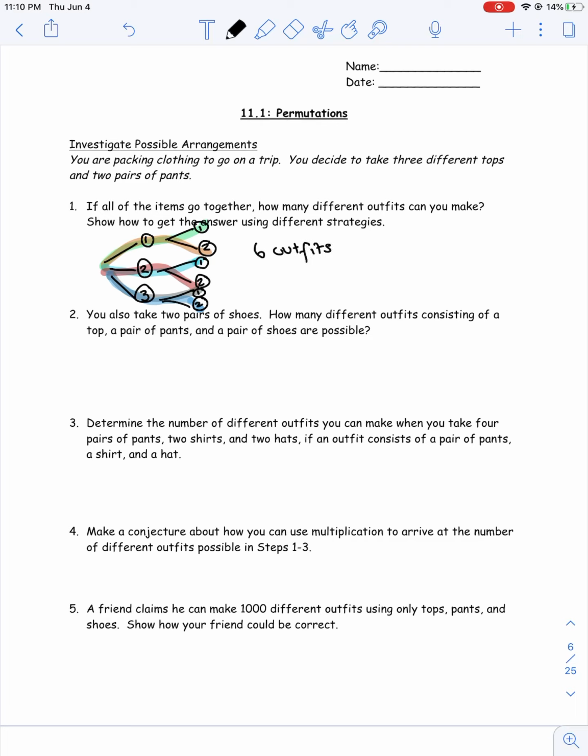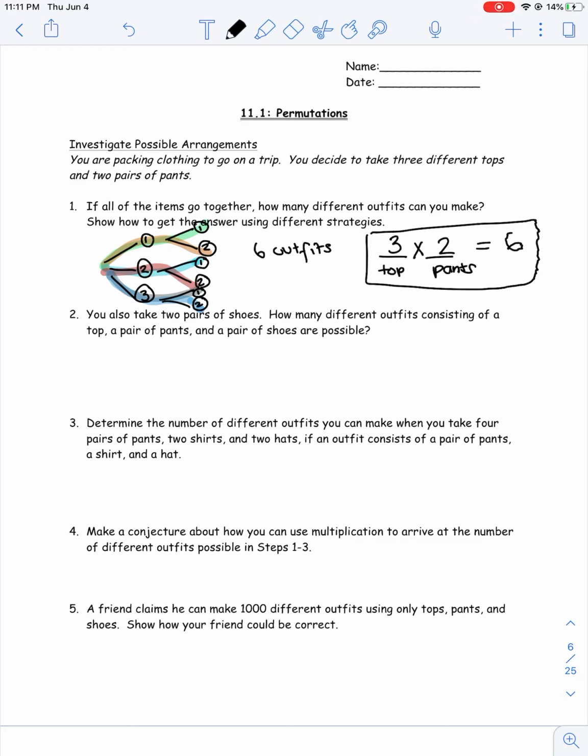A fast way of calculating this is by taking the stages that you have to choose. Well, we have tops and we have pants that have to be chosen. So how many tops are there? Well, there's 3 tops and there's 2 pairs of pants. And what we do is we multiply these numbers together to get our answer of 6 outfits. So this is the easiest way and fastest way, using this kind of multiplication.